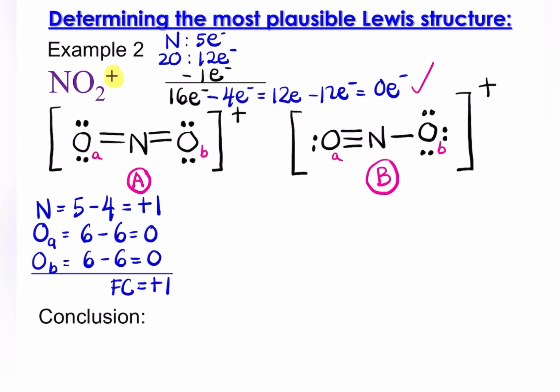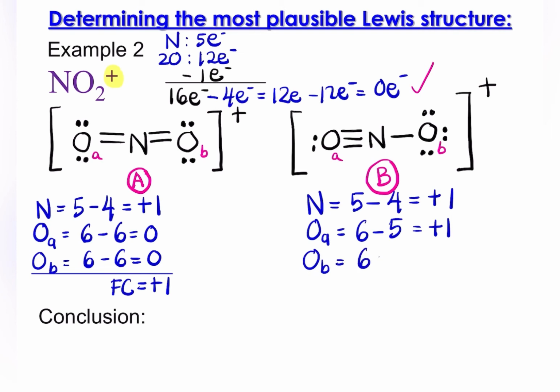Now, kita calculate for structure B. So, I'm going to start with nitrogen equals to 5 valence electrons minus 4. We're going to get positive 1. And after that, for OA, I'm going to have 6 minus 5. We will have positive 1. And then we got OB equals to 6 minus 7 equals to negative 1. So the total formal charge for this case is FC equals to positive 1.